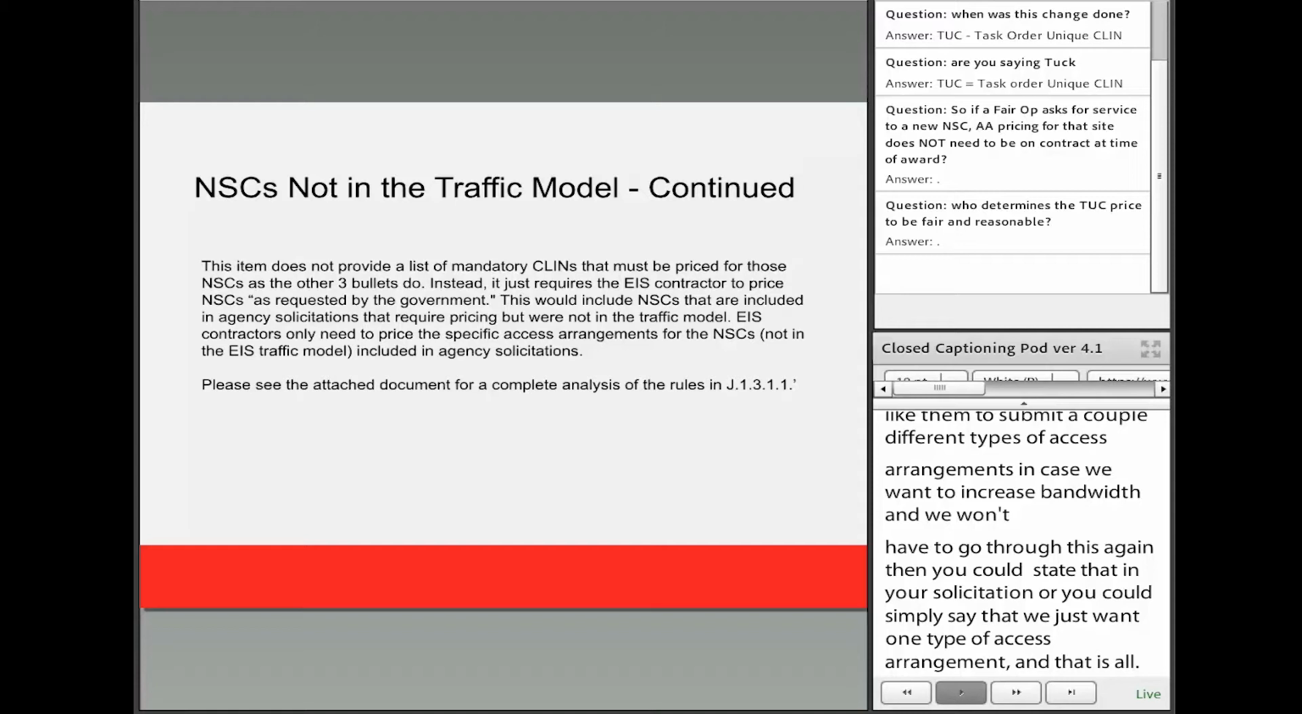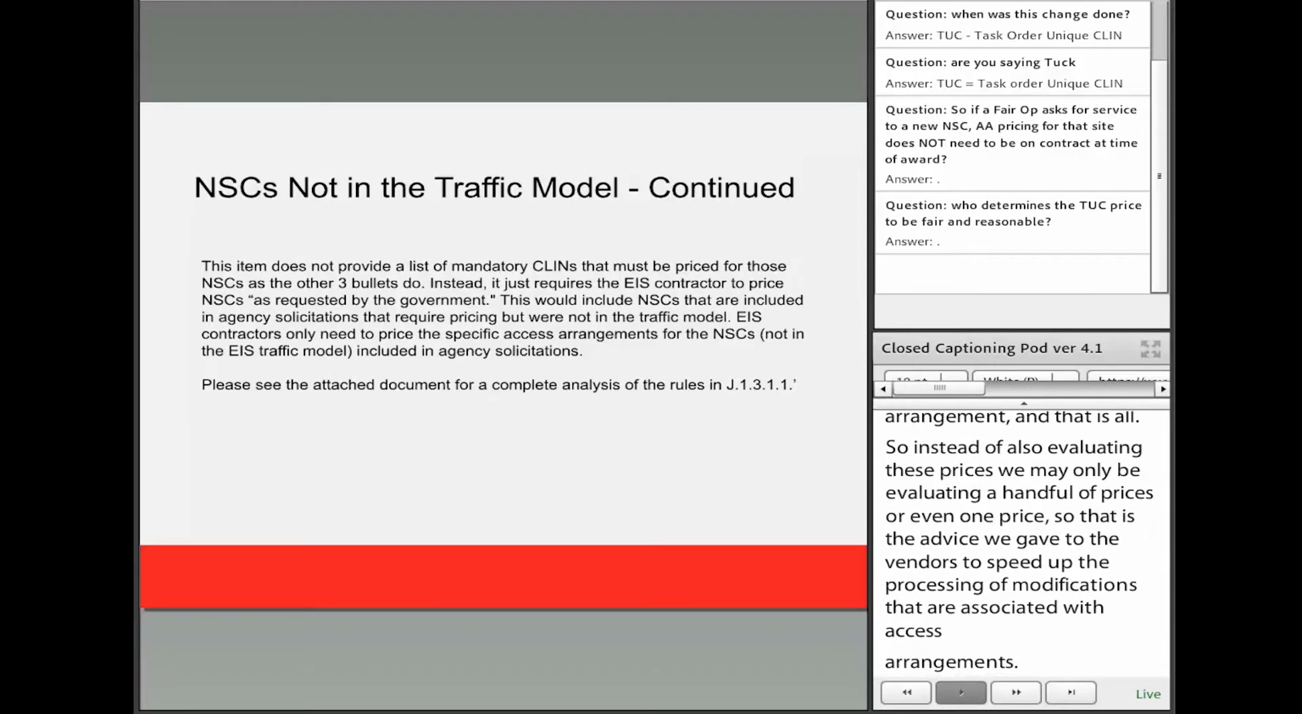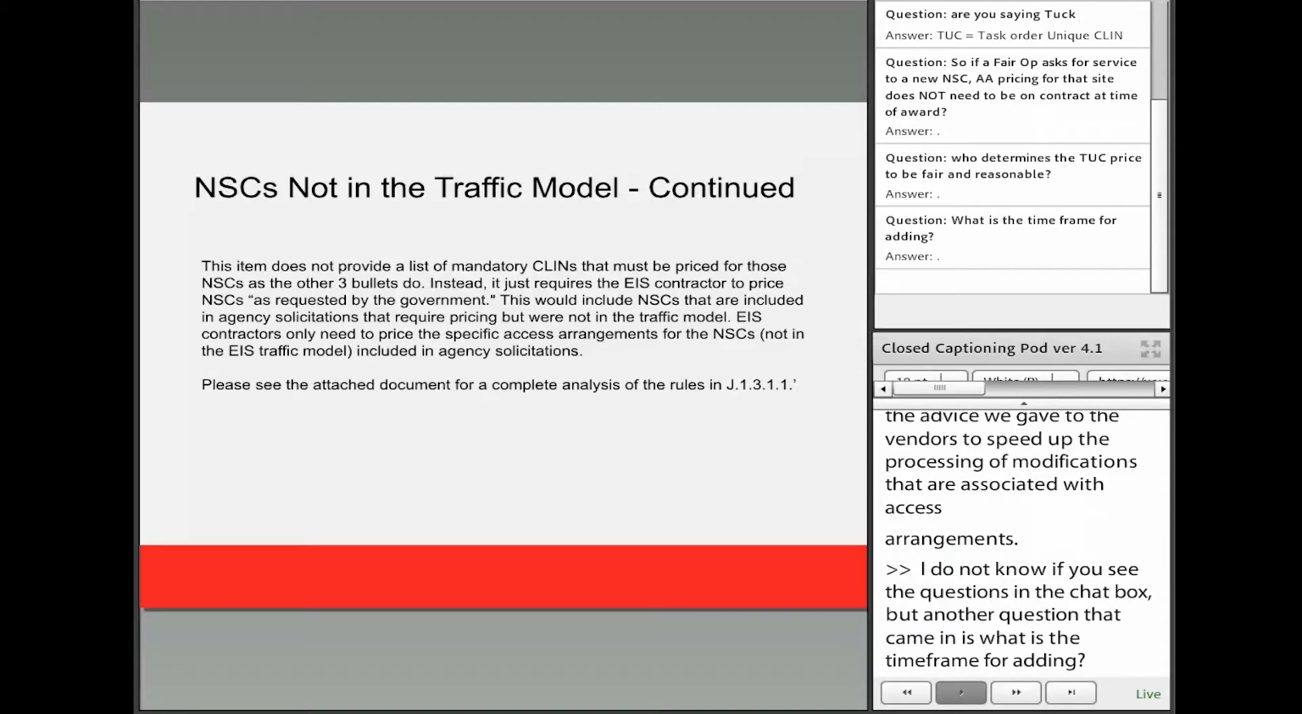So Tim, I don't know if you see the questions in the chat box, but another question that came in is, what is the time frame for adding? So I'd like to address that on the priority screen, but I'll be happy to do it now.